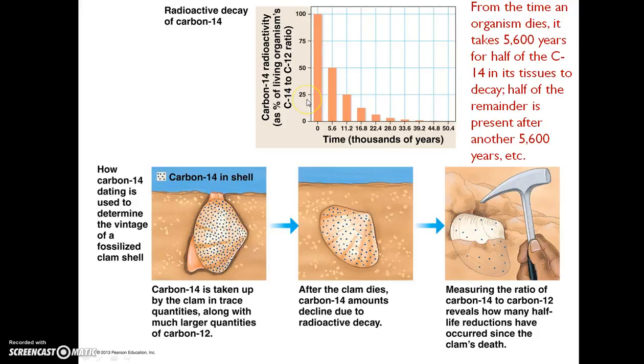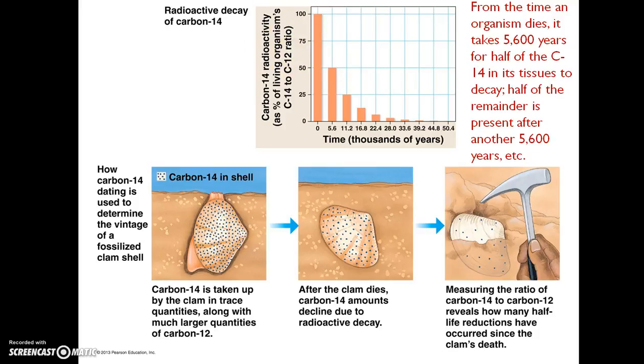It shows carbon-14 radioactivity on the y-axis as a percentage of the living organism's carbon-14 to carbon-12 ratio. So time is given in thousands of years on the x-axis here, and when you start at time 0, which would be right at the time of death of a certain organism, it's still going to have 100% of its carbon-14 radioactivity.